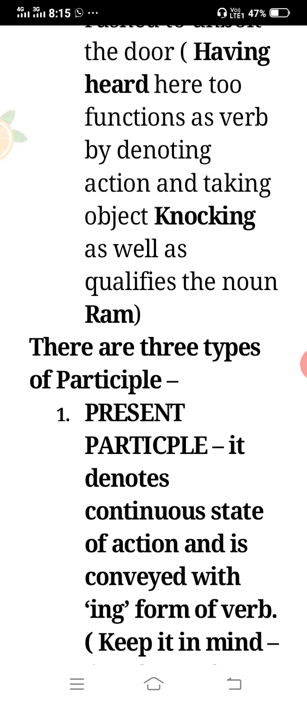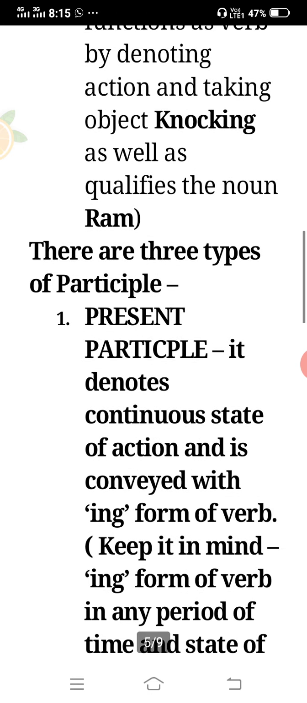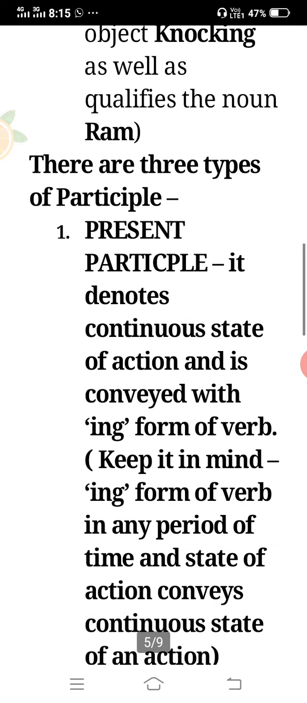So there are three types of participle. Present participle. What is present participle? It denotes a continuous state of action and is conveyed with the ing form of the verb. Present participle denotes continuous state of an action.